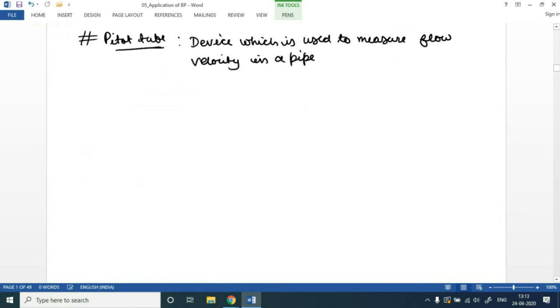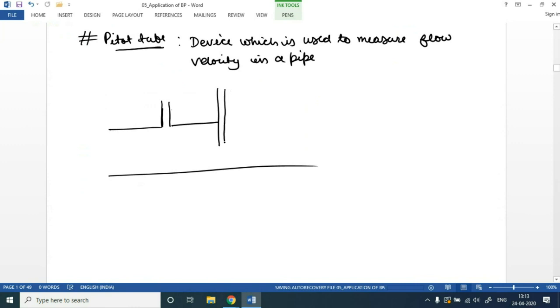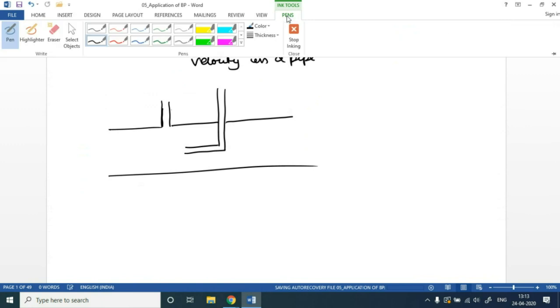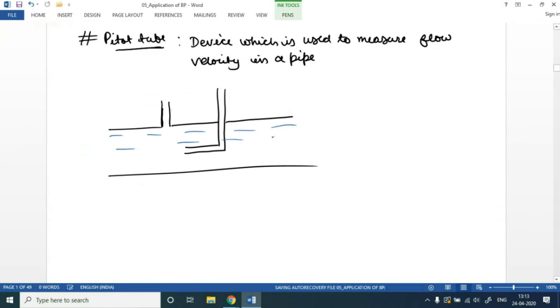Okay, so this is the idea. Let's say we have a pipe, and we want to measure the flow velocity. So we will install a Pitot tube in it, and this is how the installation looks. We use an L-shaped tube, and let's say the liquid is flowing in this tube with some velocity v, and we want to measure this flow velocity. So this is the arrangement of a Pitot tube.